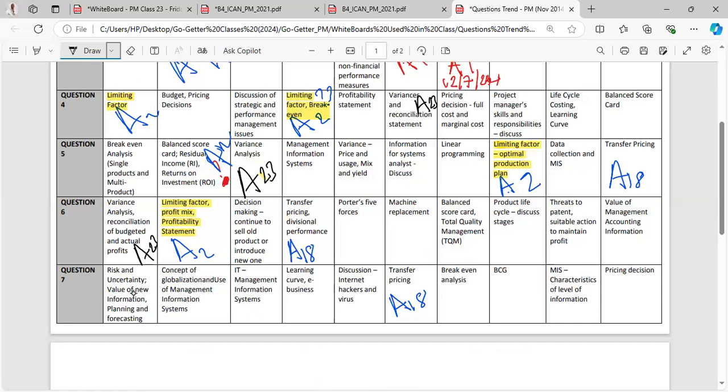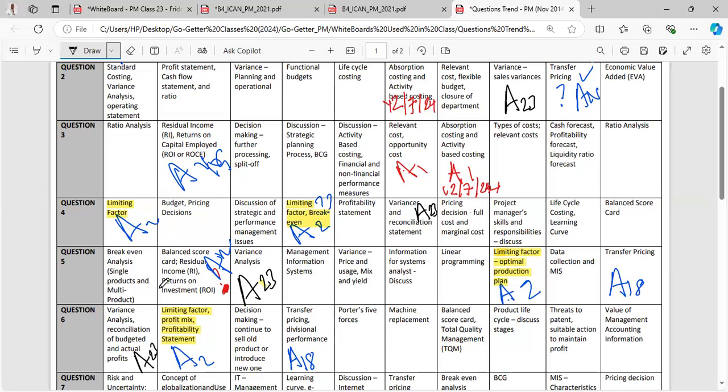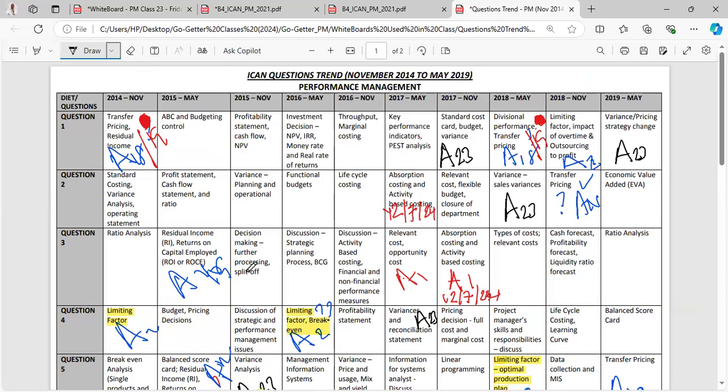So we'll be looking at some of these questions and see how we can solve a few of them before entering into the advanced variances. So these are some of the things we'll be doing next week.